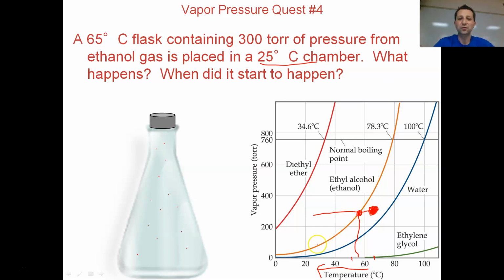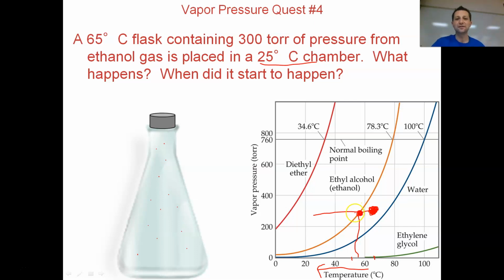As I cool ethanol down, or as I cool any of these things down, the amount of gas that the flask can hold decreases, right? You can see that higher temperatures have a higher vapor pressure, more gas. As you go down, lower temperatures have a lower vapor pressure. It holds less. So as I go from 65 and reach that 55-degree mark, I have a saturated solution.